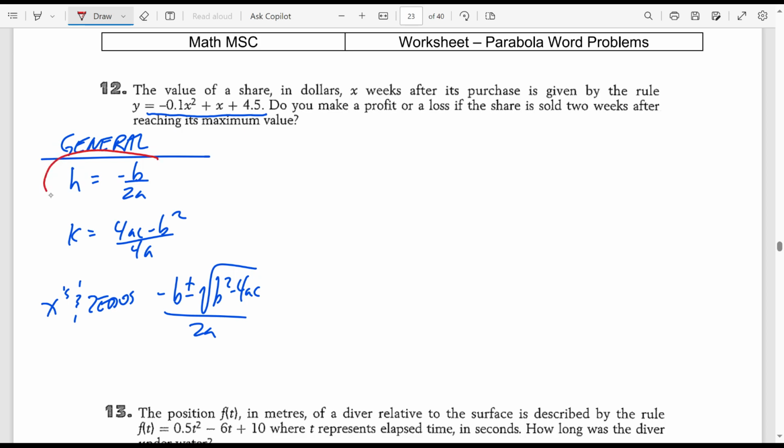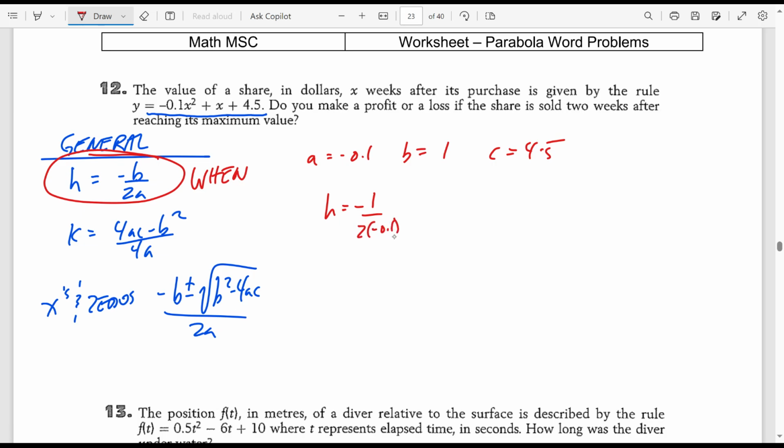So the when would be the H. So this is basically when. Time is always going to be X, so H can always be when if you want to classify it like that. So that would be your first step, knowing that A is negative 0.1, B is 1, and C is 4.5. We could plug those things in and solve. So negative 1 over 2 times negative 0.1. And I think it was something along the neighborhood of 5.